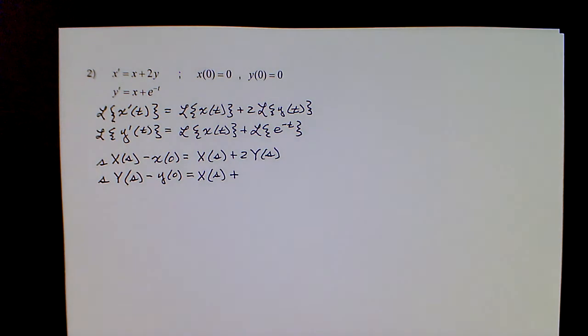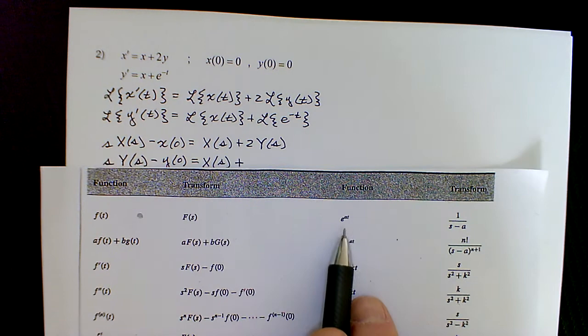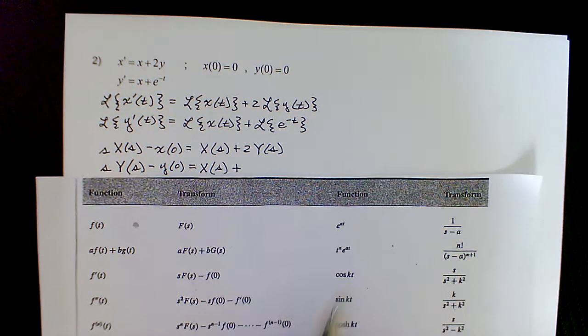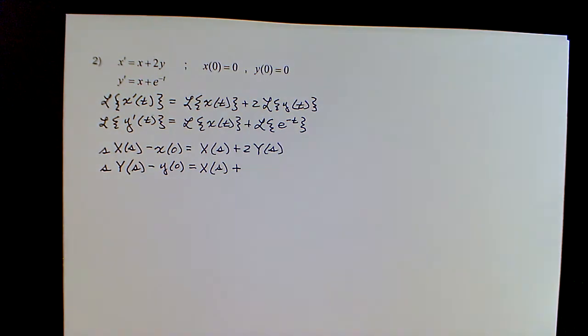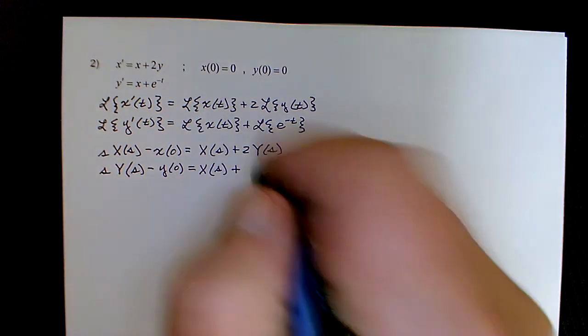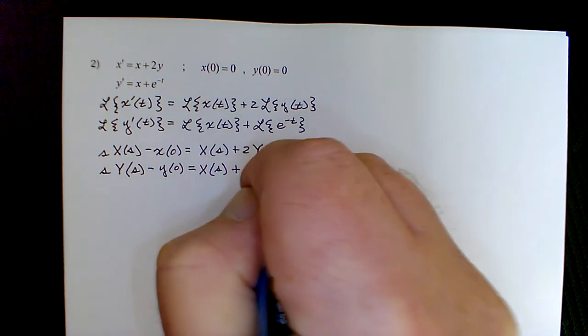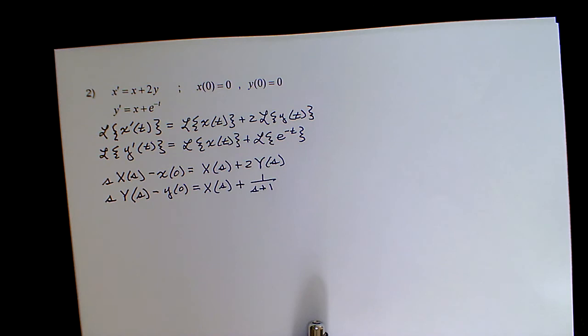So this should be a familiar one, but use your table, and we have e to the at transforms to 1 over s minus a. So here a is negative 1. So therefore 1 over s minus a, minus negative 1, or 1 over s plus 1.